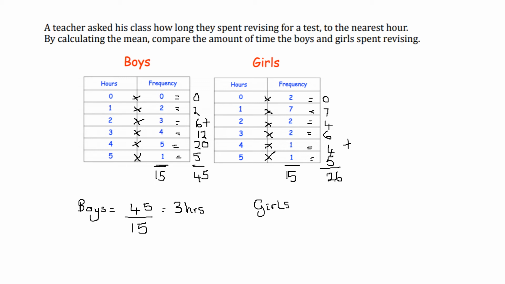Now the girls, we're going to get 26 over 15. And if we turn that into a mixed number, that will give us 1 and 11 over 15 hours. And 11's more than half of 15, so that's going to be closer to 2. So to the nearest hour, because that's what it asks for in the question, the girls spent 2 hours each studying. So we could say that on average, the boys spent more time revising for the test than the girls.